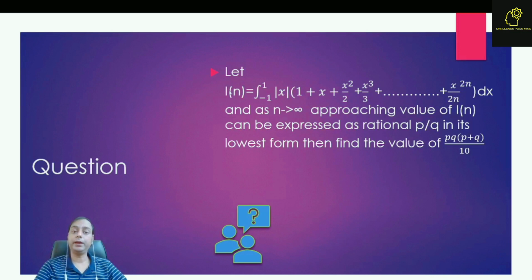The question is: let I_n be equal to the integral from minus 1 to 1 of mod x times (1 plus x plus x square by 2 plus x cube by 3 till x raised to 2n divided by 2n) dx, and as n tends to infinity, the approaching value of I_n can be expressed as a rational p by q in its lowest form. What we need to find is the value of pq into (p plus q) whole divided by 10. Now, I am going to give the approach to solve this problem.